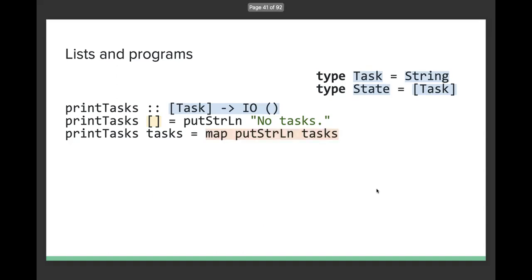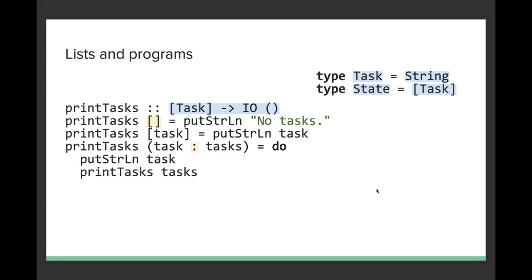You mean recursive function? We did write a recursive function like this. Did you mean this? We did write this. You can write it like this, yes? This is an explicitly recursive function, right? But again, what happened is we wrote this function. We realized that all we're doing is applying put_strlen to every task in the list.